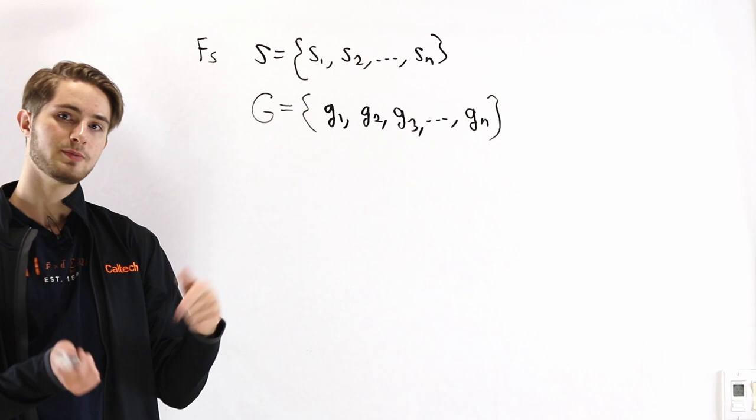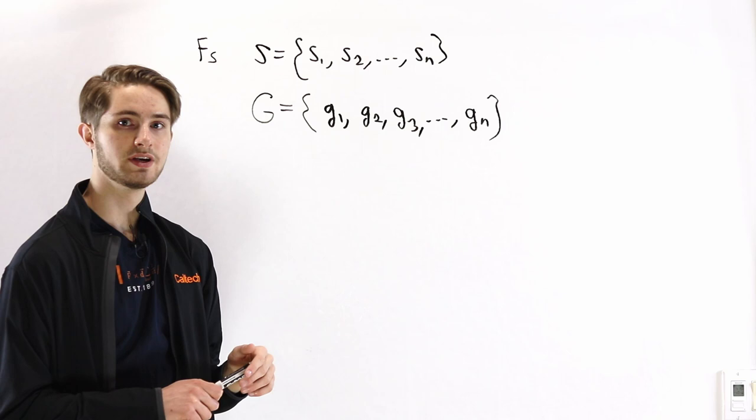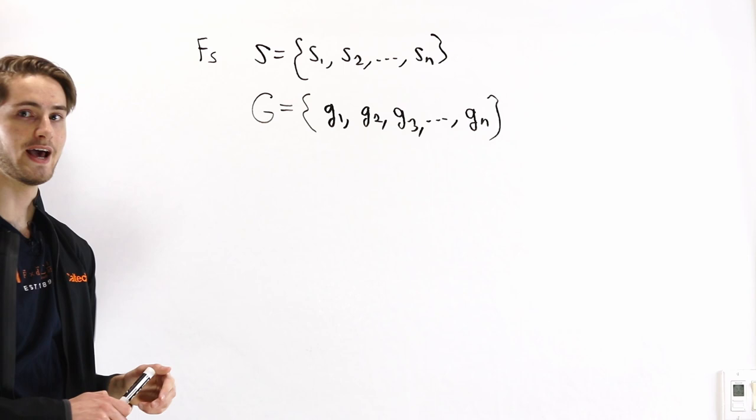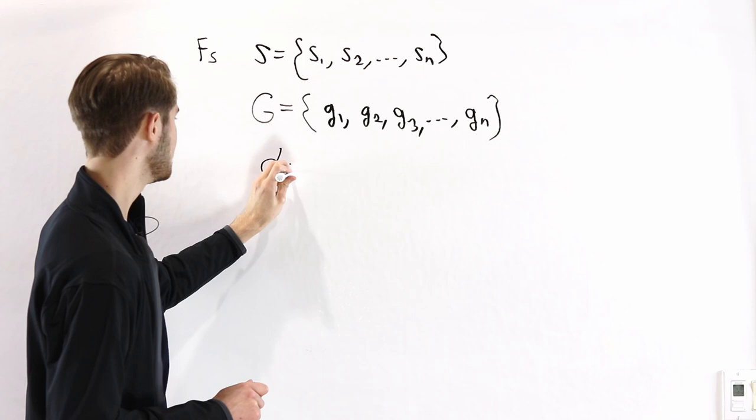What we're going to do now is consider the free group on the set S. So this is a free group with n elements, and we want to show that G is isomorphic to a quotient of the free group on S. To do that, we're going to define a homomorphism that goes from the free group to the original group G. And it's going to look like this. So we have a map phi goes from the free group on S to the group G.